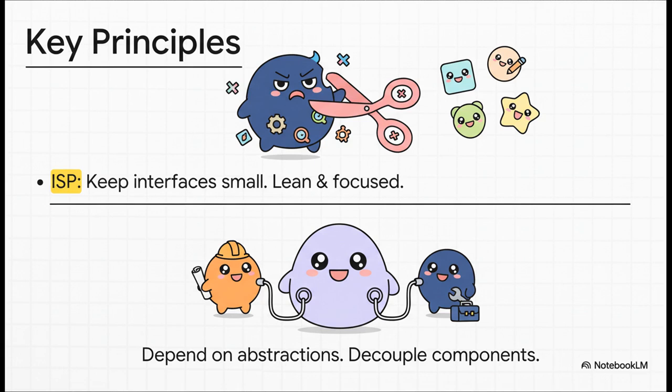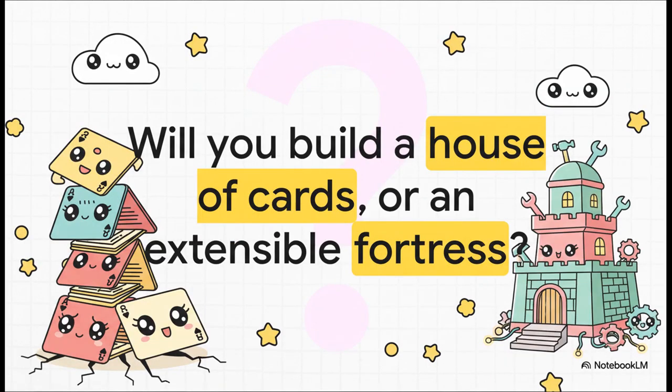At the end of the day, both of these are about creating smart boundaries that give our software the freedom to change and grow. Look, these principles aren't just some academic theory. They are real, practical tools for building better software day in and day out. So the next time you sit down to write some code, just ask yourself, am I building a fragile house of cards that's going to collapse with the next change request? Or am I building an extensible fortress that can adapt and grow for years to come? The choice is yours.